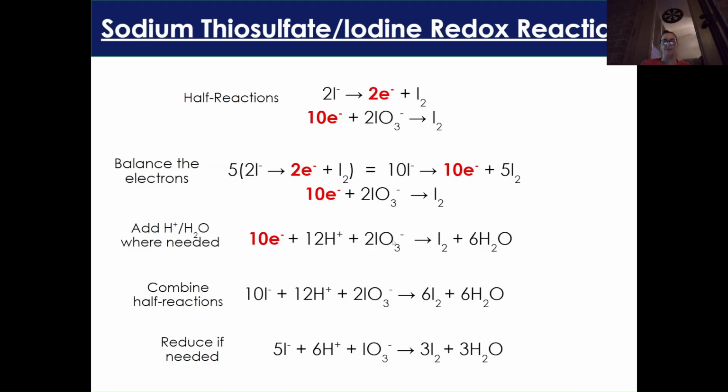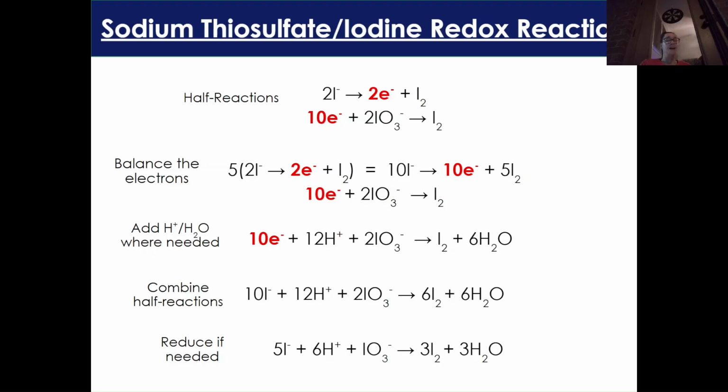So combining the half reactions gives me the 10 iodides and the 12 hydrogen ions, the 2 iodates, 6 iodines, and 6 waters. However, looking at all of this, you can see that they're all divisible by 2. So I am going to reduce it and get 5I⁻ + 6H⁺ + IO3⁻ yields 3 I2 and 3 H2O. Now again, the whole point of this was to make iodine.